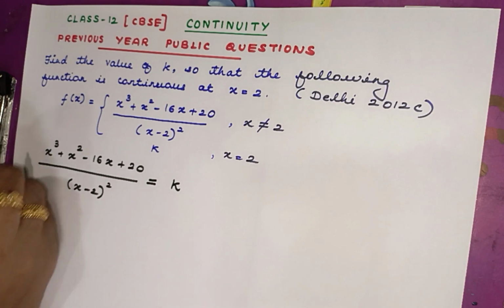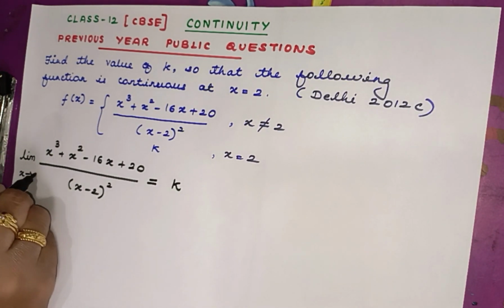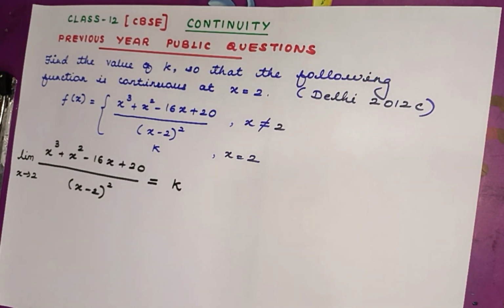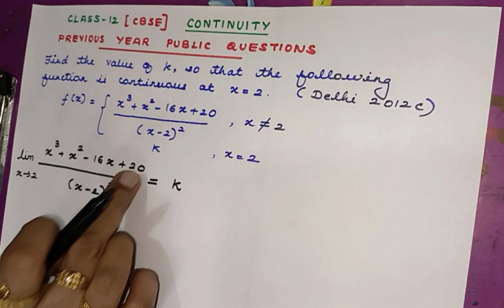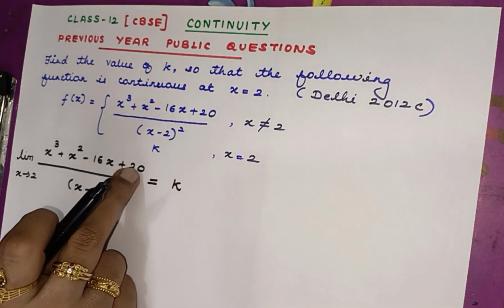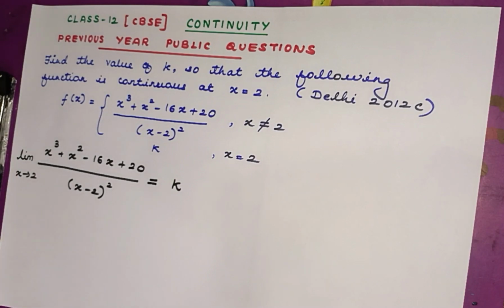But we shouldn't directly substitute the limit value in the terms of x. We should not do that because we won't get the correct answer when we substitute the value of x directly. So we have to convert these terms into factor form. I'm going to convert these terms into factors by using the synthetic division method.